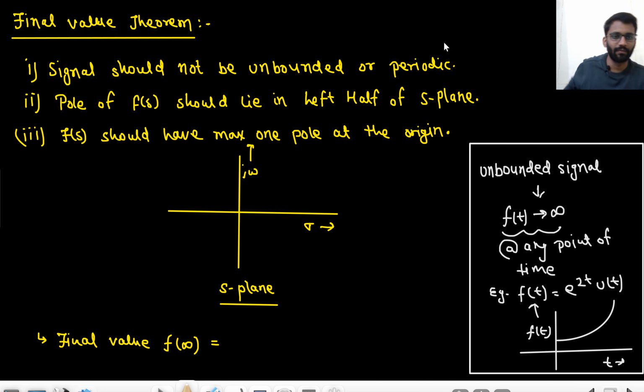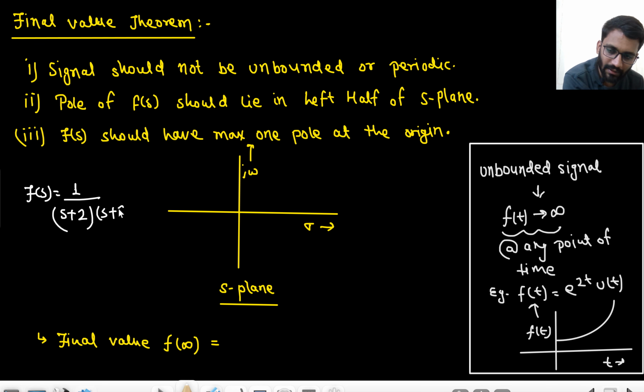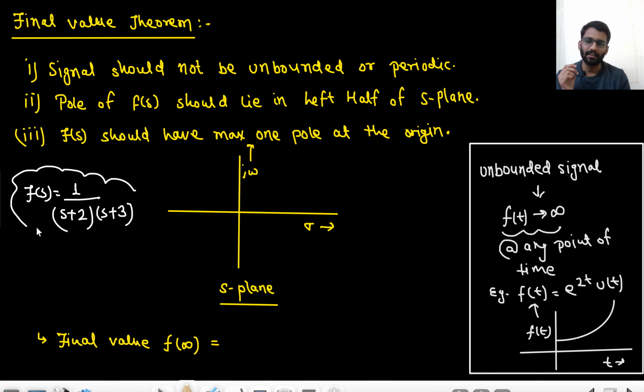Now what is a pole? Let's assume your F(s) is 1 upon s plus 2 into 1 upon s plus 3. So just put the denominator equals to 0. All this concept you will be studying in control systems and signals and systems, but here it is necessary, that's why I am telling. So what is the pole of a system? What you will do is put the denominator equals to 0. What values of s are you getting? -2 and -3. This is the S plane.